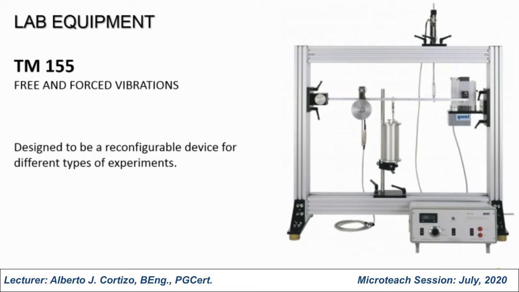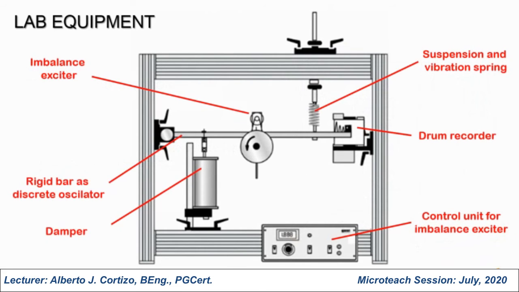And finally, let's discuss the lab equipment designed to illustrate the vibrational systems in the course. This is the TM155. It can be reconfigured to provide us a better understanding of both free and forced vibrations. And this system is based on a rigid bar that is free to rotate around the attaching point on the left, and with a marker on the other end. And this marker is going to draw the response on a drum recorder. And then we can trace the bar movements and register the results.